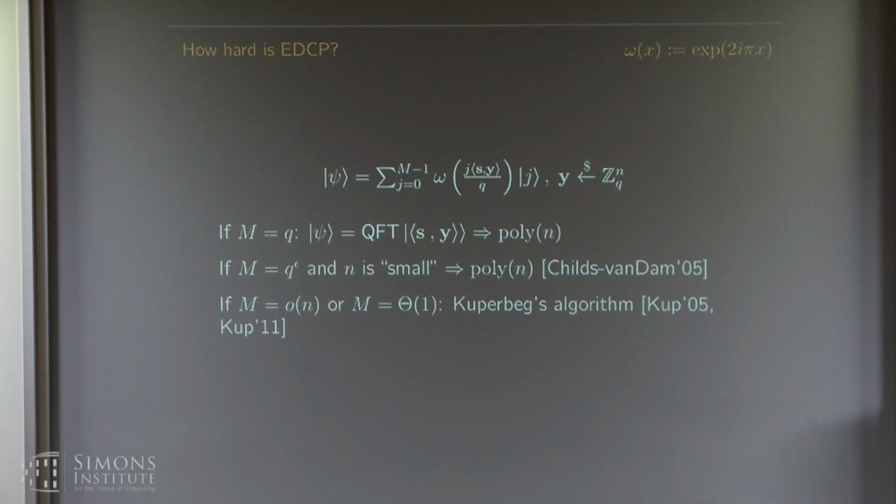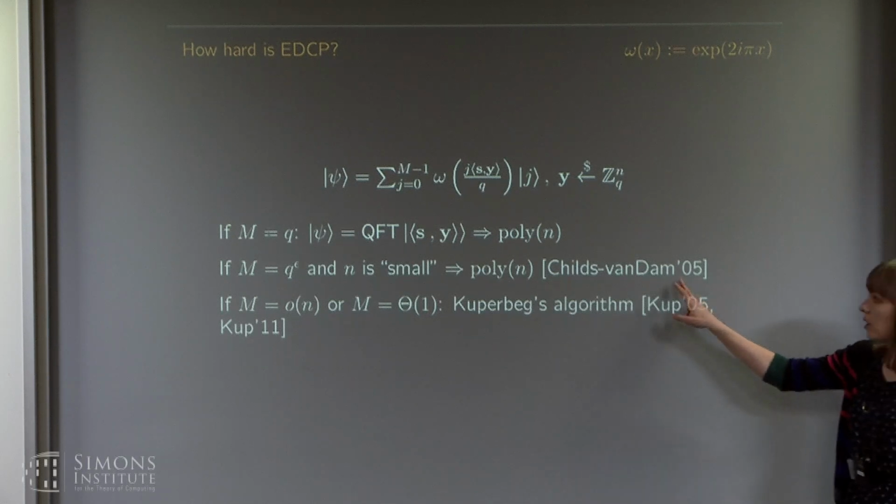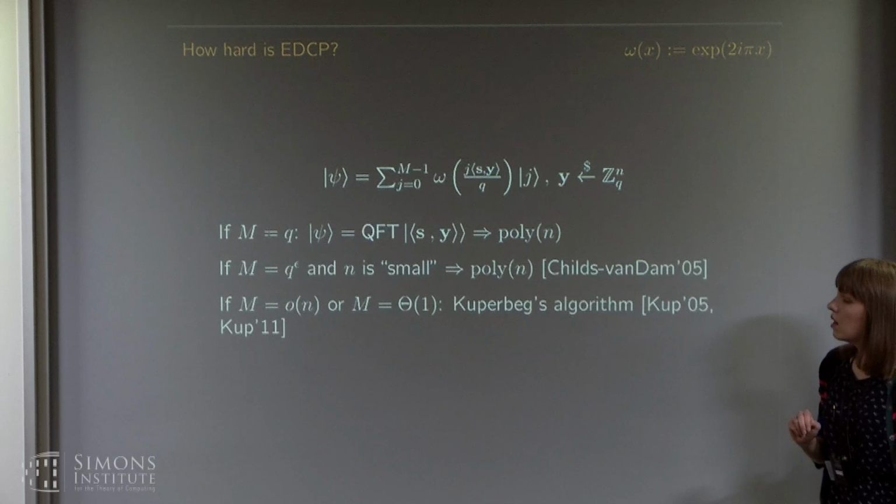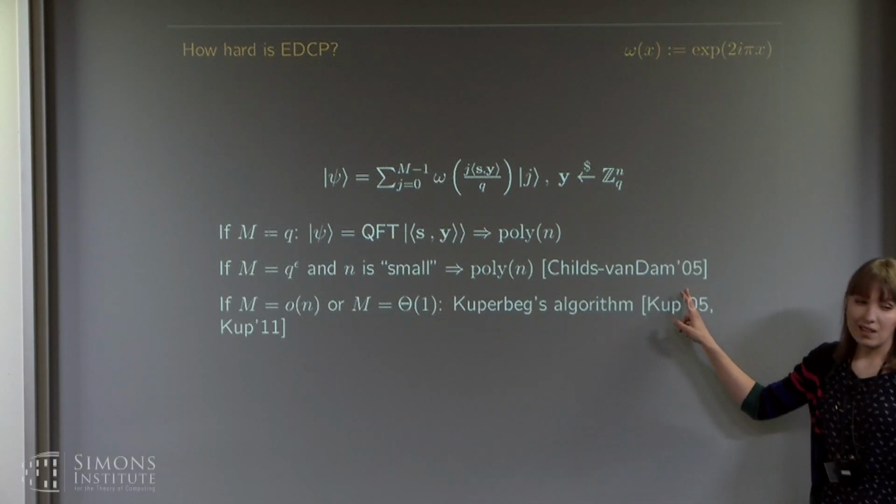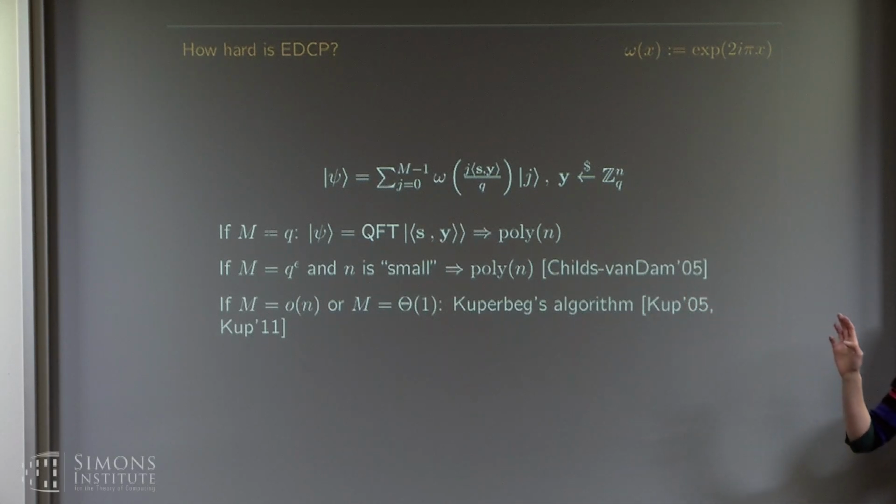If we allow M being slightly smaller than Q and n is small, then it's still easy. And this is the Childs-Van Dam algorithm. It's an interesting algorithm because the underlying task it is solving wasn't formulated as such, but it's actually a short integer solution problem in a box, and you need to find all of them. That's what it corresponds to.